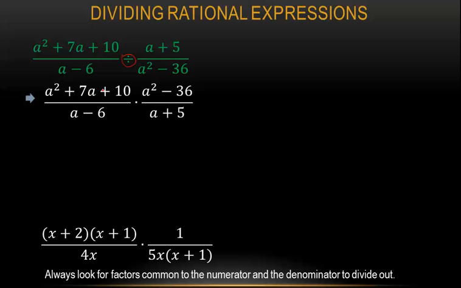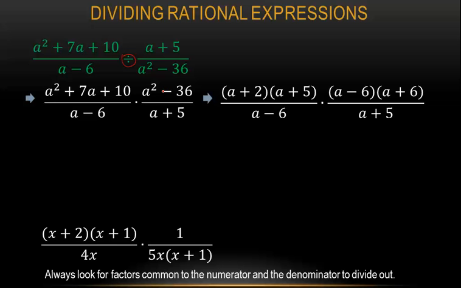We have a couple polynomials that can be factored. So we're going to factor this trinomial into a product of 2 binomials, and factor this difference of two squares into a product of two binomials as well. So here is our results. Now let's go ahead and look for common factors.